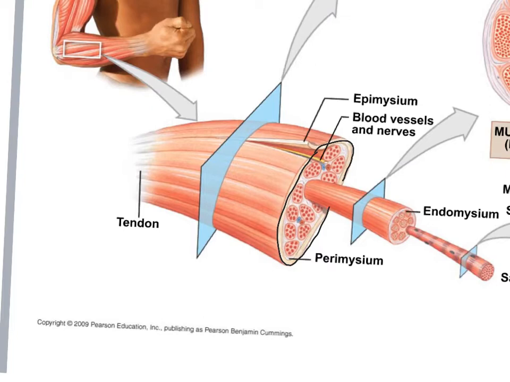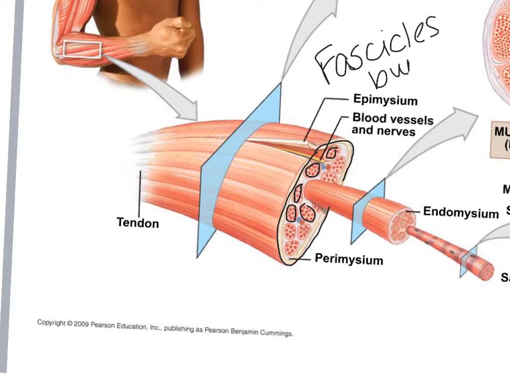But the muscle cells are going to be bundled up inside the muscle. So we look at this whole muscle, and on the inside of the muscle, we see these bigger circles here. Those are bundles of muscle cells. And we call those bundles of muscle cells fascicles. It's these bundles of cells that make up the entire muscle. Right? Makes up the whole muscle.